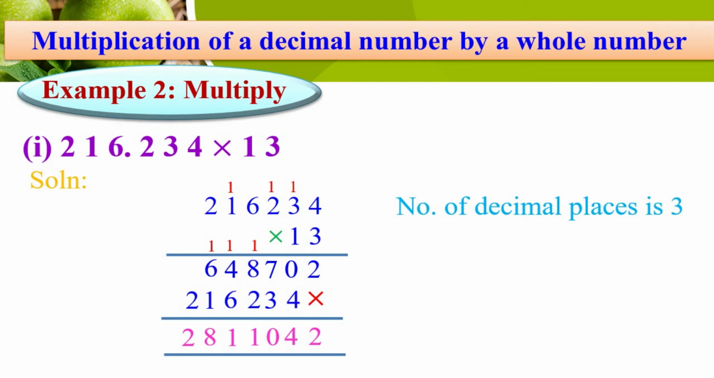Now check the number of decimal places. Here the number of decimal places is 3. Therefore, for 216.234 multiplied by 13, we have to count 3 places from right to left. So 3 places, place the point. After counting 3 places, we get 2811.042.